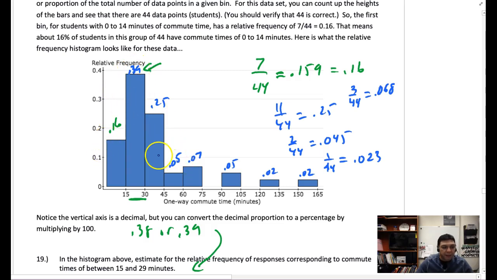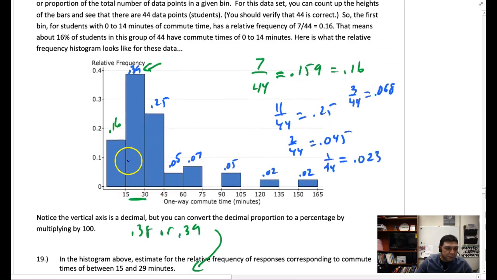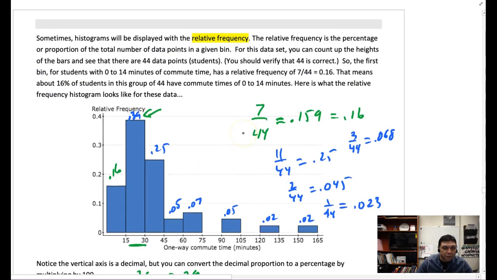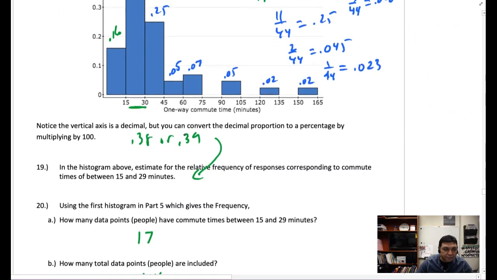Why people like that is because it gives us an idea of percentage. Notice you have these values here that get turned into decimals, and then we report them as percentages. So now we can make statements such as, 16% of the people took between 0 and 14 minutes to commute, or 39% were between 15 and 29 minutes. So we can speak that language. You're going to be working with relative frequencies. You can go in the prep and homework to get your extra practice. Notice how I did the calculations over here to do relative frequencies.